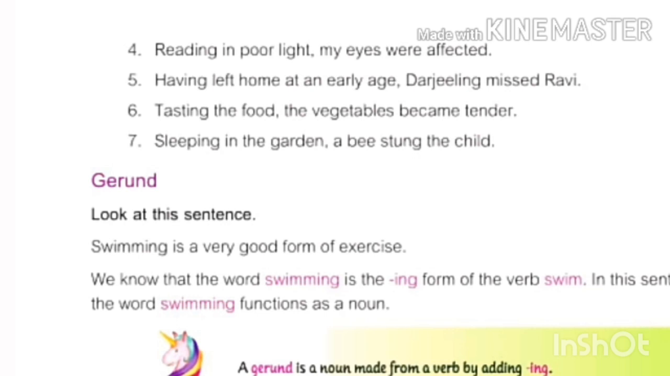So next, seventh, the question is, "Sleeping in the garden, a bee stung the child." In this sentence we will have to make one part passive, like "The child was stung by a bee while sleeping in the garden." Otherwise we will not be able to complete it. It would be the same as the question. So we are making the second part of the sentence passive.